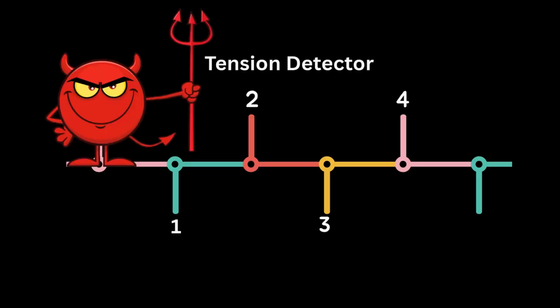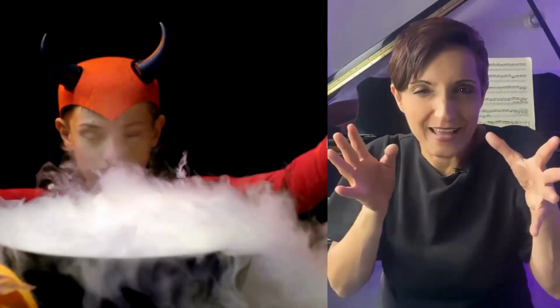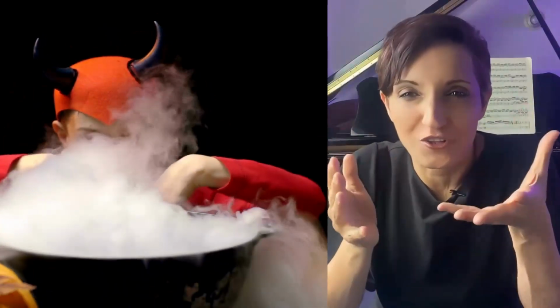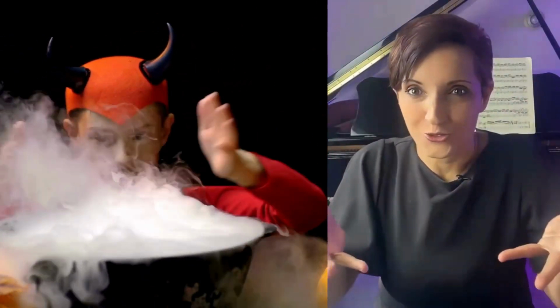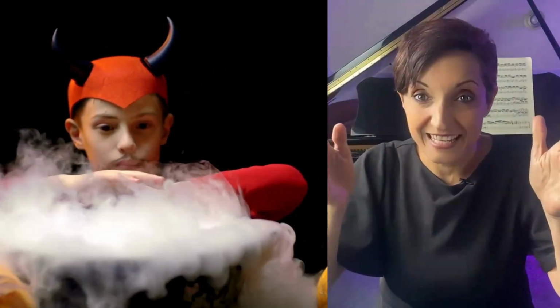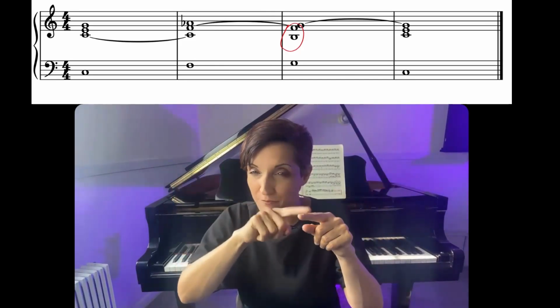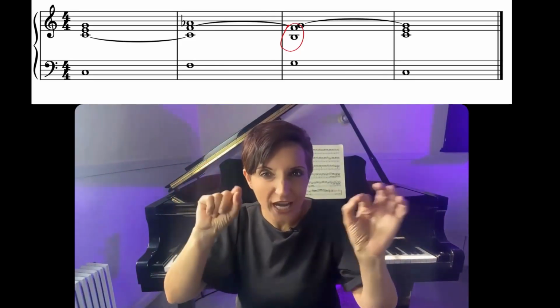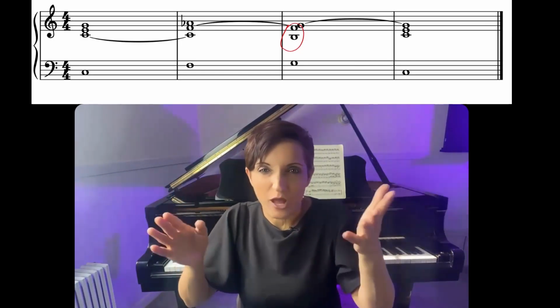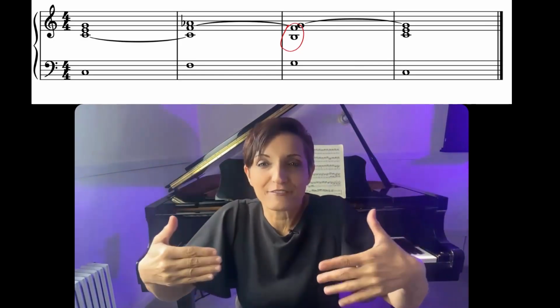Point 4, the tritone, the tension detector. You know that sound that says, resolve me? That's a tritone. It's your built-in tension detector. In G7, for instance, you have the B and the F, the tritone, 6 half steps apart. That tritone craves for resolution. So B and F, they are pulling towards C and E, which are the resolution.